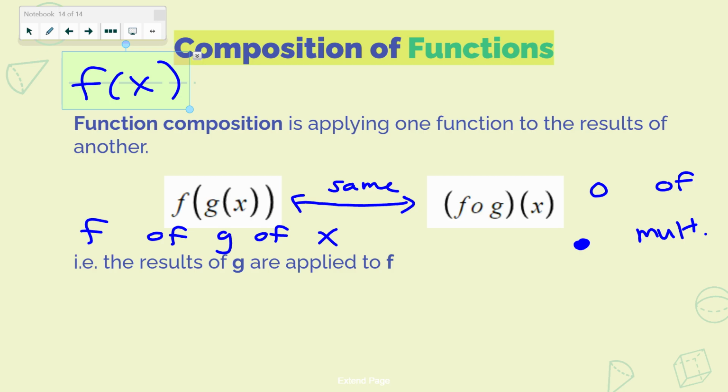So, let's say it all together. How do we say this? F of g of x. Beautiful. Don't ask me for help and say, can you help me find fog?